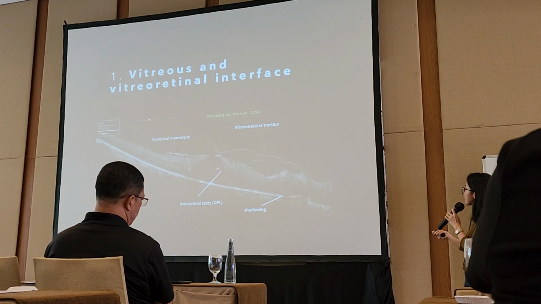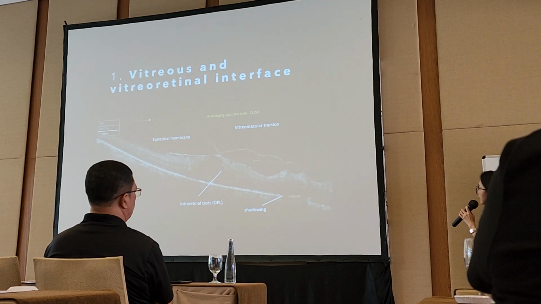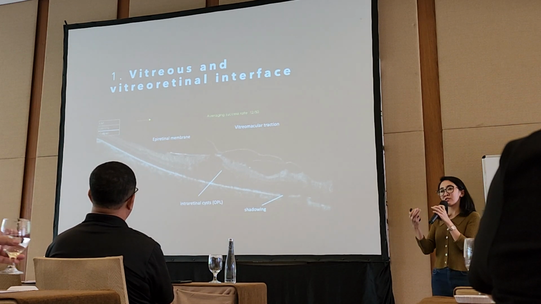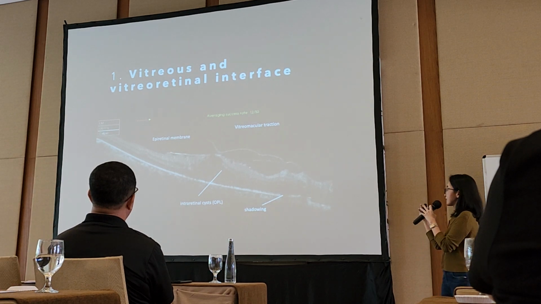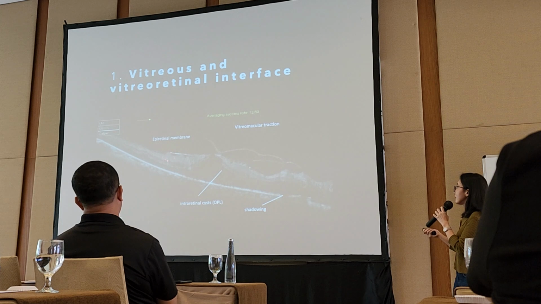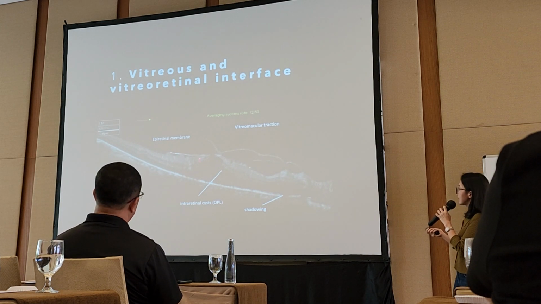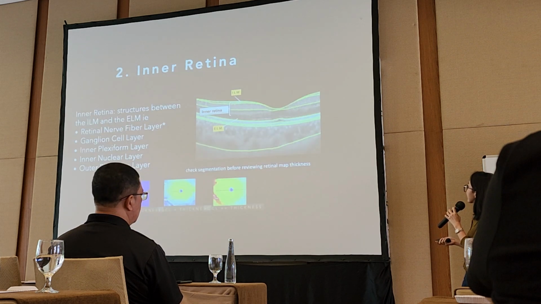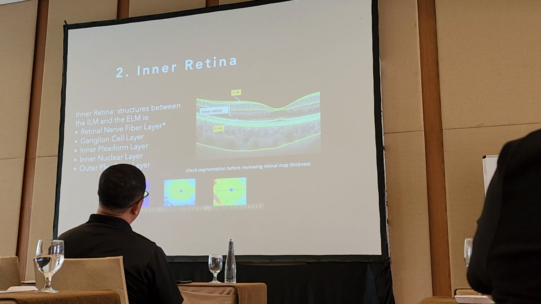We have an intraretinal cyst. The cyst in the retina is mostly in the outer plexiform layer area because there's no nucleus of cells there. There's just a synapse of the cells. So it's mostly like a loose tissue. So whenever fluid accumulates, it accumulates in the outer plexiform layer. So this is the shadowing. Okay, so that's the vitreous interface.